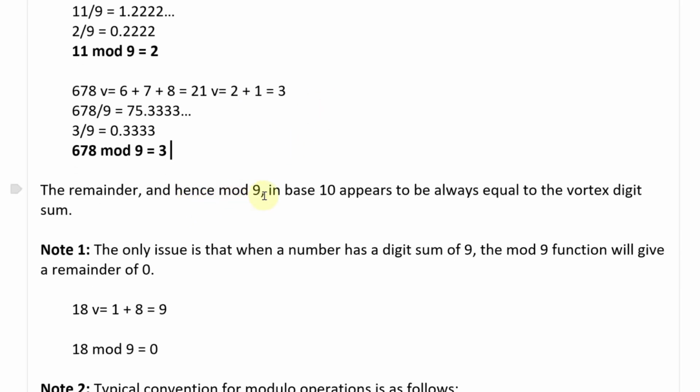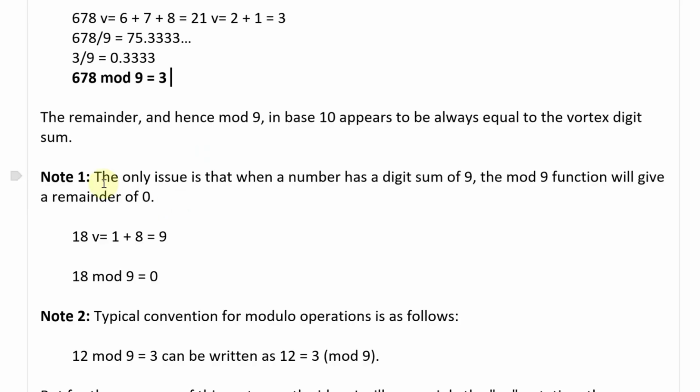The remainder, and hence mod 9 in base 10, appears to be always equal to the vortex sum. Note 1: the only issue is that when a number has a digit sum of 9, or a vortex sum of 9, the mod function will give a remainder of 0.